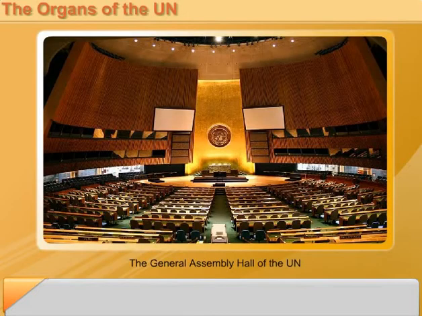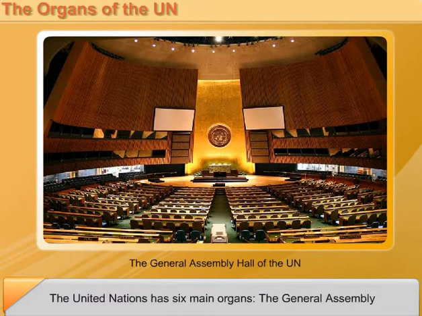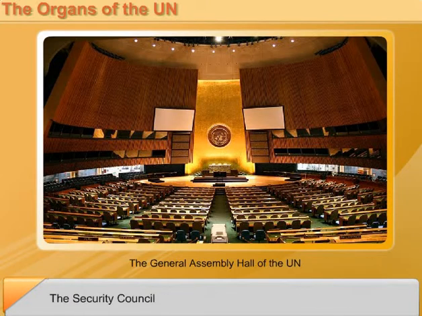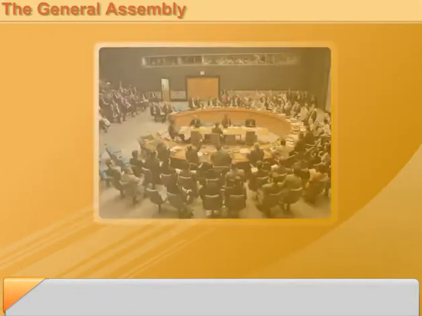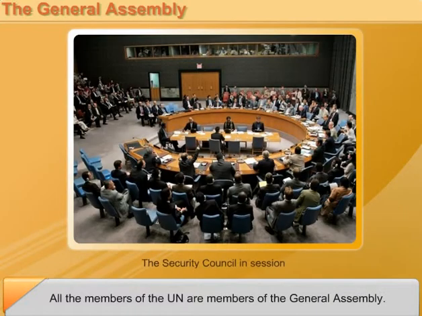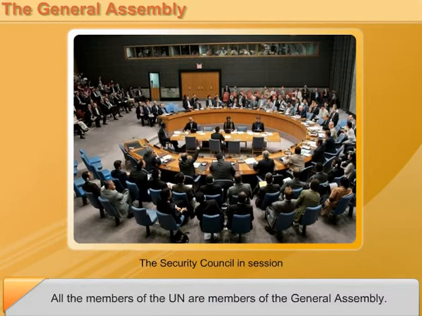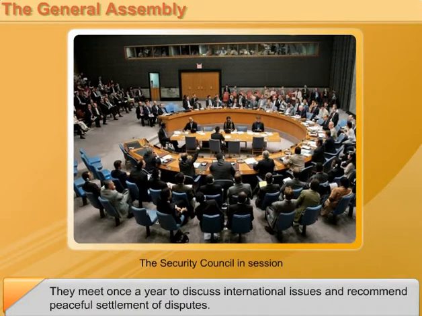The organs of the UN. The United Nations has 6 main organs: the General Assembly, the Security Council, the Economic and Social Council, the Trusteeship Council, the International Court of Justice, the Secretariat. The General Assembly. All the members of the UN are members of the General Assembly. They meet once a year to discuss international issues and recommend peaceful settlement of disputes.